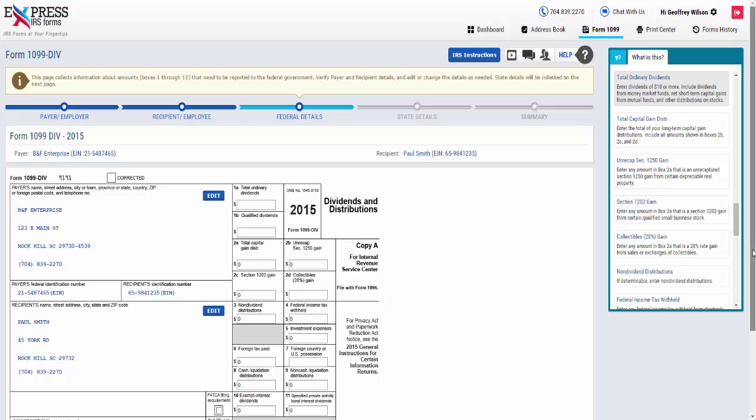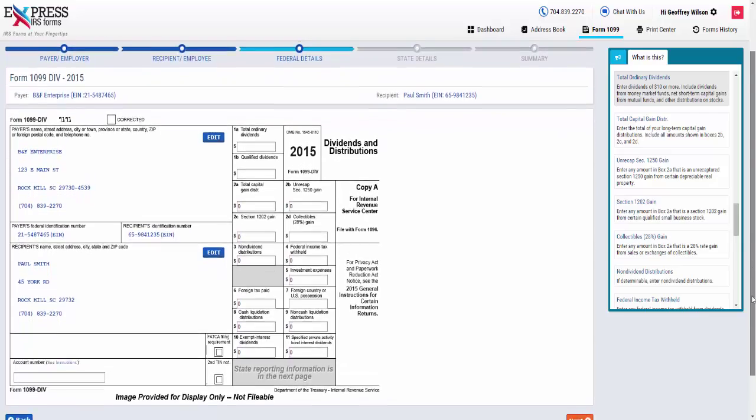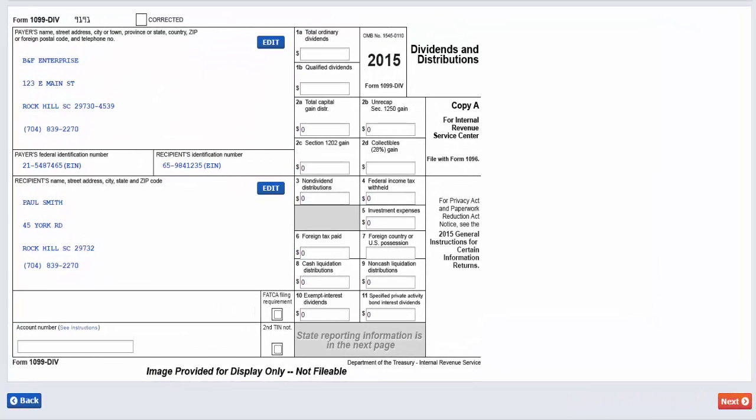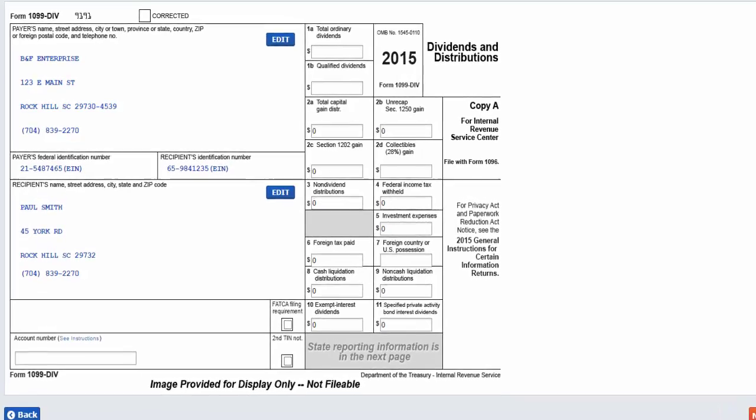Just a few steps. Your easily accessible 1099 DIV form template is ready to be filled here that keeps you hassle-free. Here you can add the federal information in terms of amount for the 1099 DIV form. Enter distribution details for boxes 1 through 11 in amount for this return 1099 DIV that needs to be reported to the federal government and ensure the payer and recipient details are accurate.